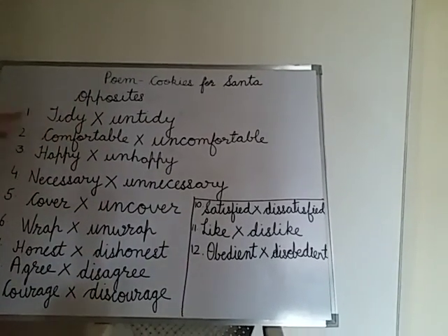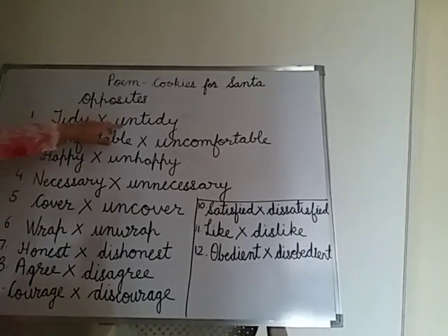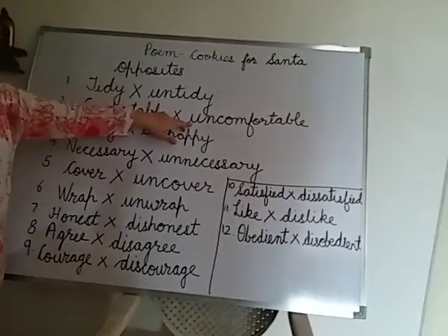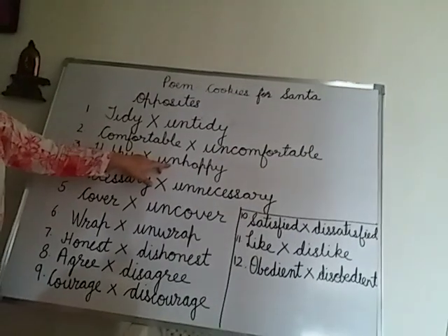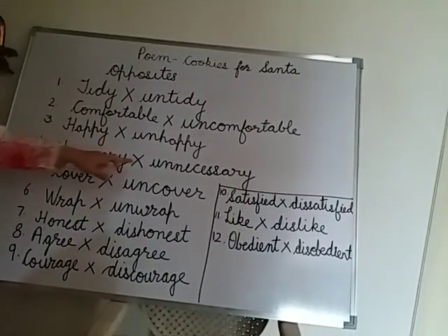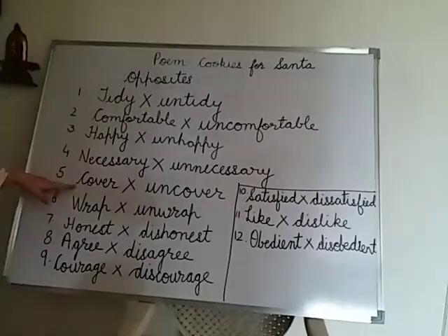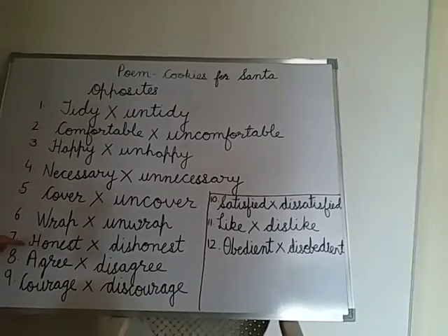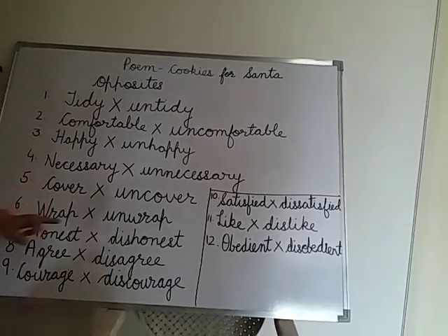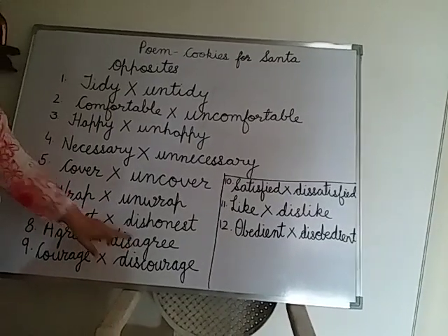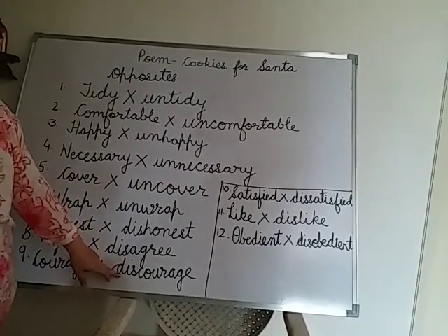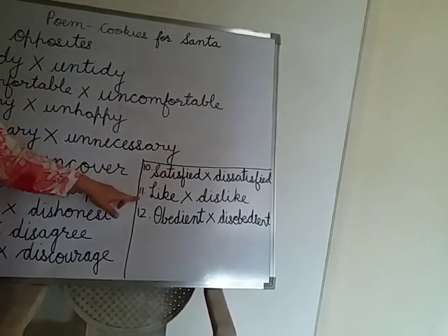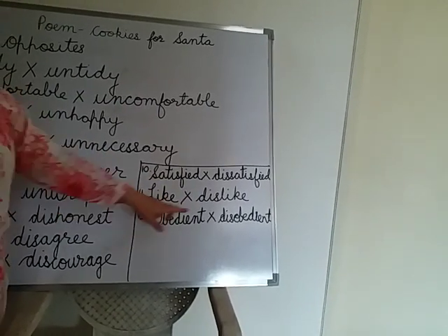So now let's revise. First word is tidy. Opposite untidy. Follow me children. Comfortable, uncomfortable, happy, unhappy, necessary, unnecessary, cover, uncover, wrap, unwrap, honest, dishonest, agree, disagree, courage, discourage. Next is satisfied, dissatisfied, like, dislike, obedient, disobedient.